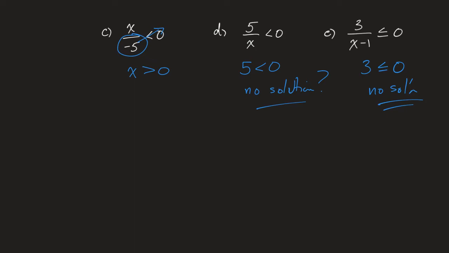Now, where is the problem? It didn't cause us a problem in C, but it's causing us a problem in D and E. And this is where our title for today of rational comes back into play. Remember that when we say a rational expression, we have a fraction that has a variable on the denominator.